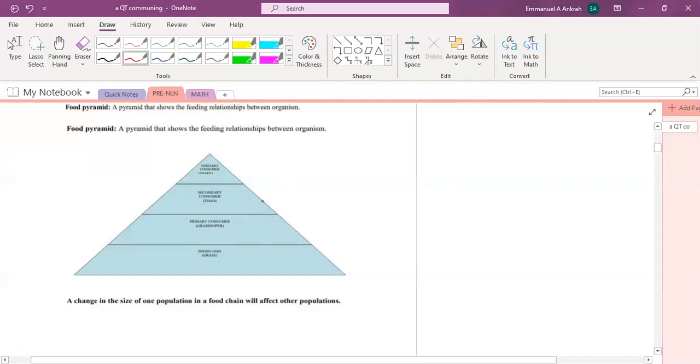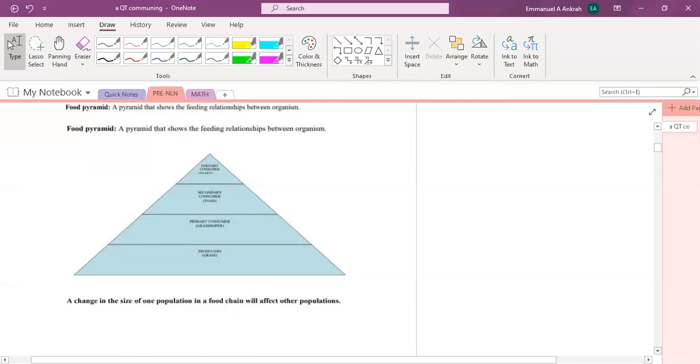So the same type of questions: what will happen if you take out one of the levels or one of the members of this food chain? What's going to happen? You should be able to explain them. So that's the food web, and the food pyramid.